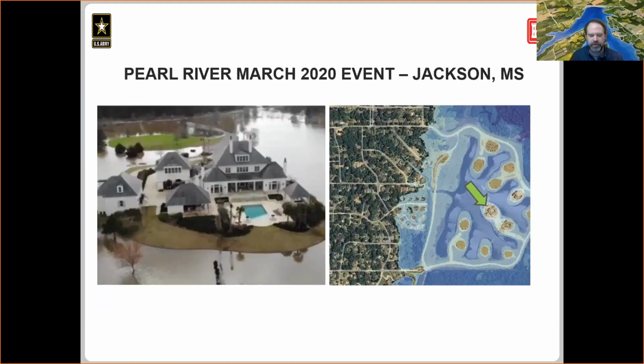I'll give you a quick example of the fidelity of these Corps Water Management System models. This comes out of an event in the Jackson, Mississippi area on the Pearl River in March of last year, just about a year ago. So you see what happened on the ground, and you see what the modeled inundation was based on the forecast. These elevated areas upon which these very high value homes had been built were shown as little islands in the model, and sure enough, when the floodwater actually peaked, that's what occurred. So fairly accurate modeling going on in this system.